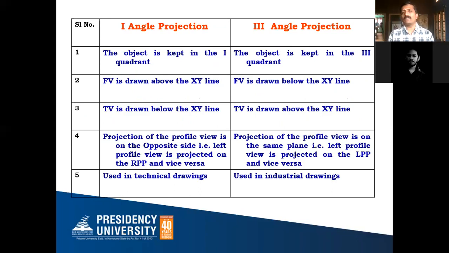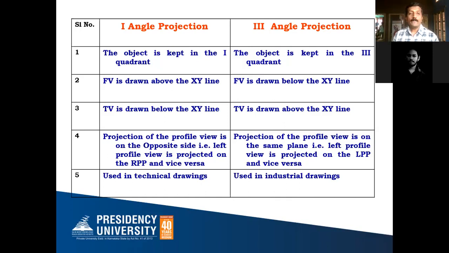If the object is kept in the first quadrant, then it is called first angle projection. If the object is kept in the third quadrant, it is called third angle projection. Front view is drawn above the XY line. In the first angle projection system, the front view will be above the XY line and the top view will be below the XY line. In third angle projection system, vice versa. The front view will be below the XY line and the top view will be above the XY line.